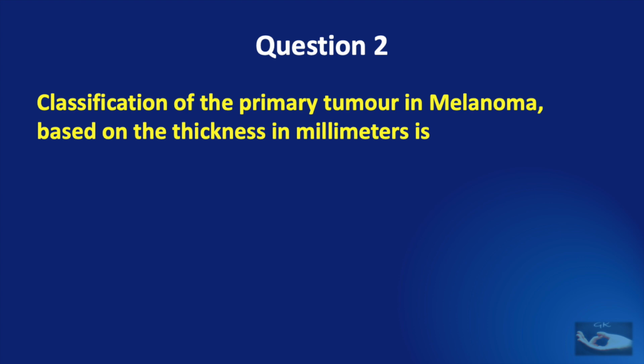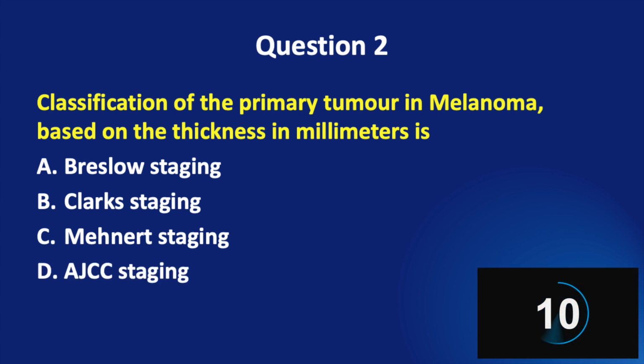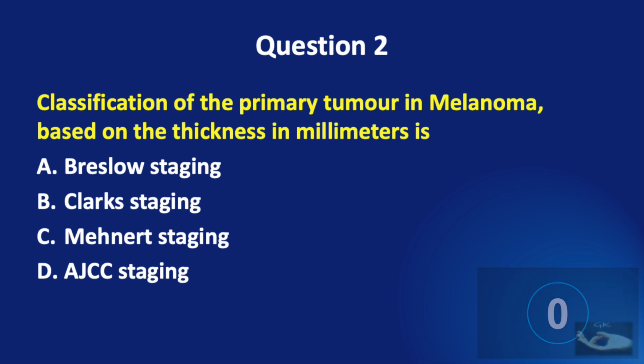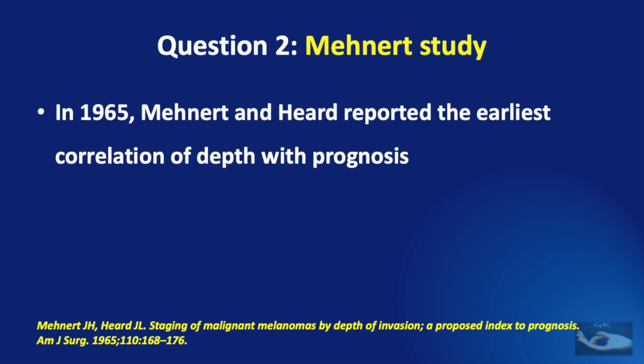Question number 2. Classification of the primary tumor in melanoma based on the thickness in millimeters is Breslow staging, Clark staging, Menard staging, AJCC staging. The correct answer is Breslow staging. In 1965, Menard and Hurd reported the earliest correlation of depth with prognosis as far as melanomas were concerned.